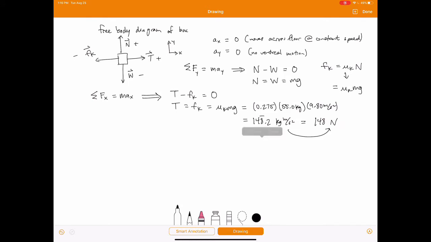Okay. Now let's do the power output of the motor. So the motor is what's providing this tension force that pulls the box across the floor. So if we want to know the power, we would just take the force, again, which is the tension T, and dot it with the velocity.